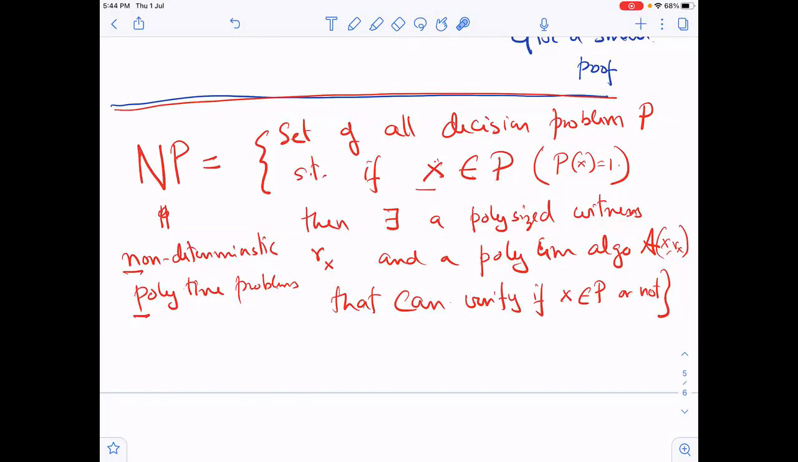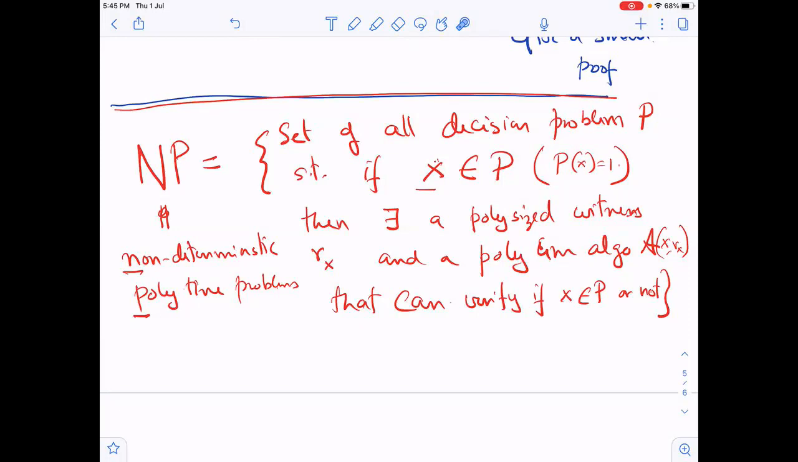Okay, non-deterministic finite automata is where you guess a path and you do it. So if the automata accepts, then there is a correct guess, and you can check whether that path will get the string accepted by the automata or not. Right? In the case of NP, it is exactly the same.